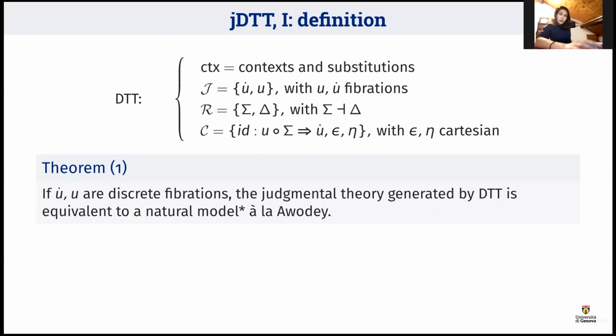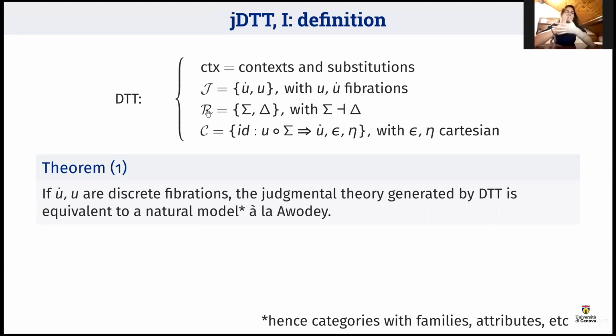So first of all, we proved that if U and U dot are discrete fibrations, then the judgmental theory generated by such a choice is equivalent to a natural model. And if you read about natural models, you know that this means that it's also equivalent to categories with families, categories with attributes, and a special kind of display maps, display map category, of course. So these, in a certain, let's say, thin sense, work just as well as some standard categorical models do.